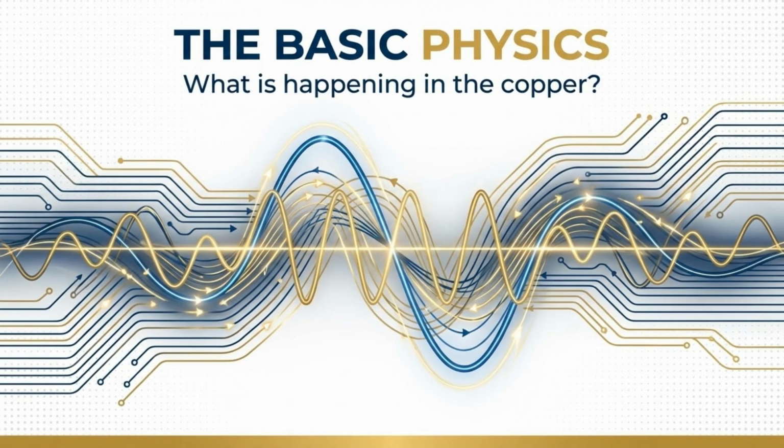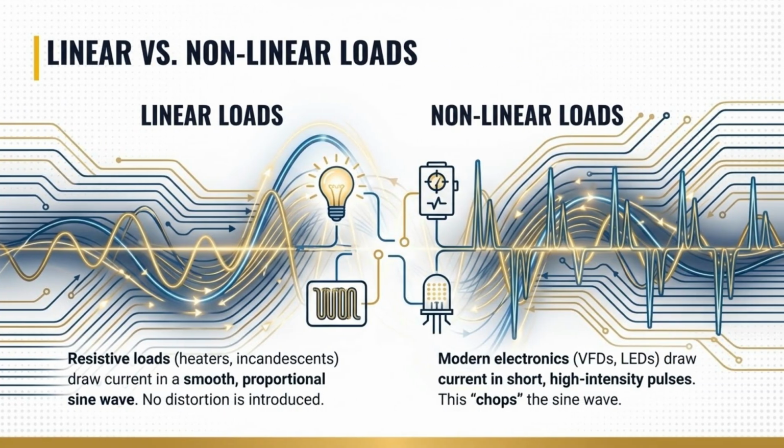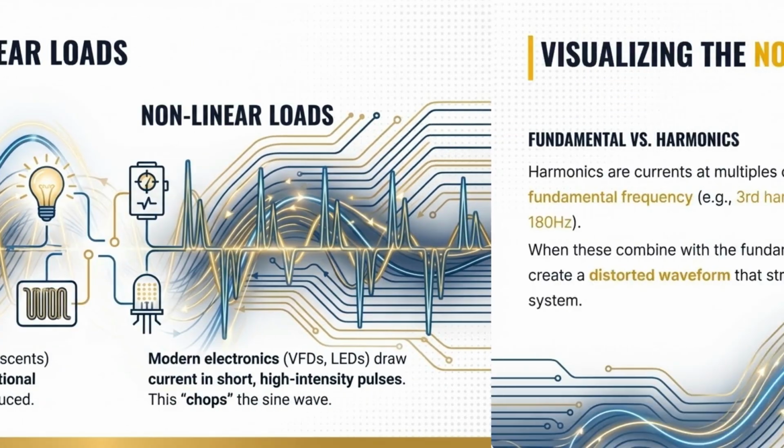To start, let's look at the basic physics. We're asking what is happening in the copper. Harmonics are essentially a corruption of the standard electrical sine wave. The cause of this corruption is the difference between linear and nonlinear loads. Linear loads, like heaters, draw a smooth sine wave. Nonlinear loads, such as modern electronics, draw current in high-intensity pulses, which chops the sine wave.